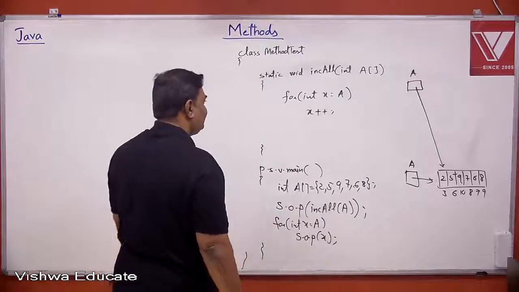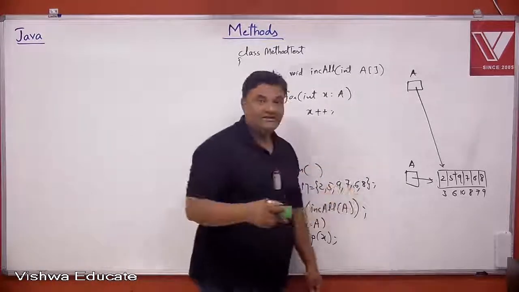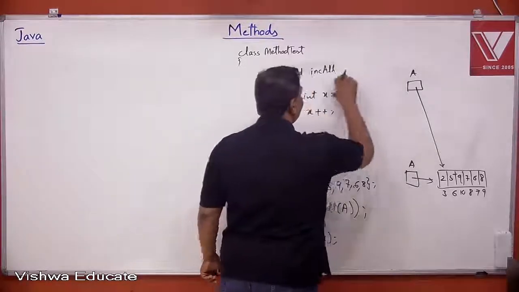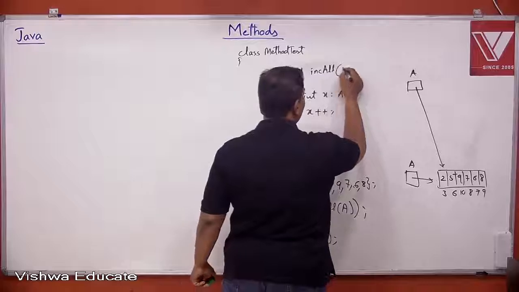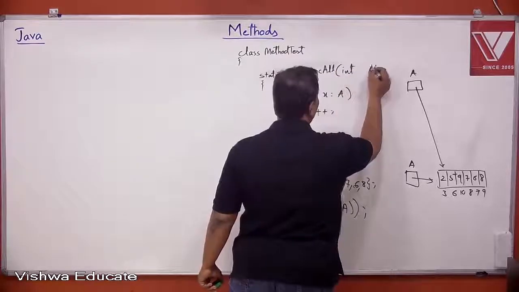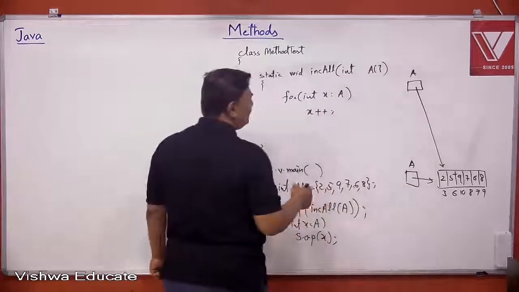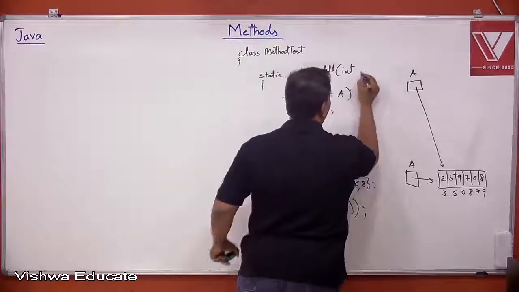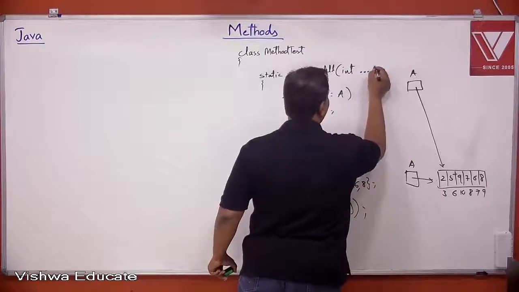Now next. Now we are learning a new thing. Just listen. This is taking an integer array. Okay. So instead of this, I can write dot dot dot a also.